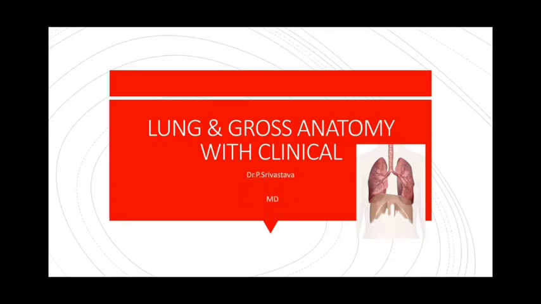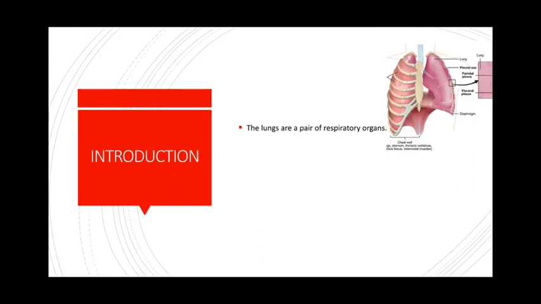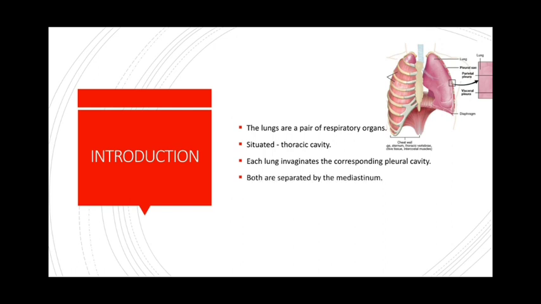Today my lecture is on the lungs, their anatomy with clinical applications, as well as bronchopulmonary segments. The lungs are a pair of respiratory organs situated in the thoracic cavity, and each lung invaginates the corresponding pleural cavity. Both are separated by the mediastinum. The lungs occupy the major portion of the thoracic cavity, leaving little space for the heart, which is tightly held by the lungs, which provide protection.